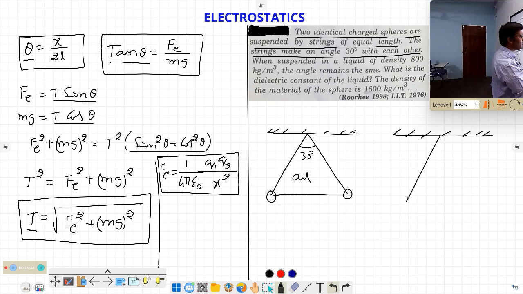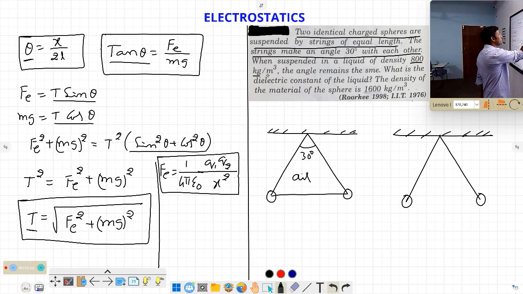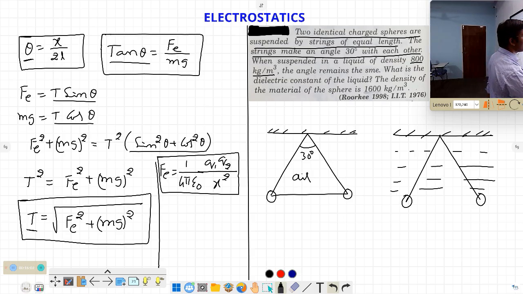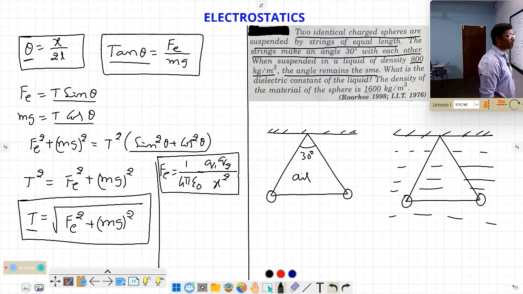In this case, they said the spheres are suspended in a liquid of density 800 kg per meter cube. That means this is the liquid. If you suspend this system inside the liquid, the angle remains the same. This is the most important point to understand. The angle remains the same means, the earlier angle was 30, now also the angle will remain 30.